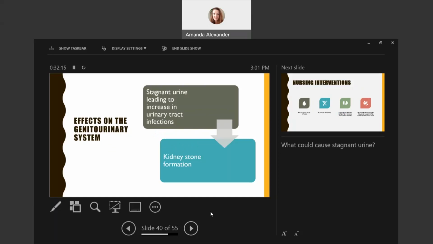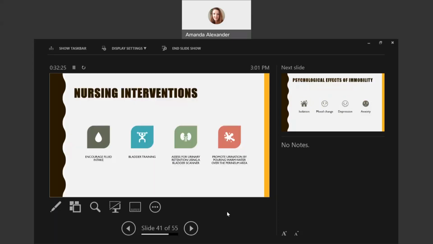Some of the effects on the GU system can be stagnant urine, leading to increased UTIs and kidney stones. Nursing interventions for the GU system would be encourage fluid intake as necessary. You may want to do bladder training with the patient if they have problems emptying their bladder completely or if they've had a Foley catheter.